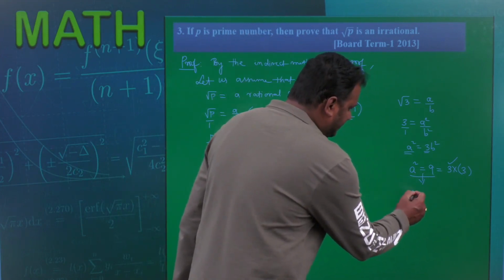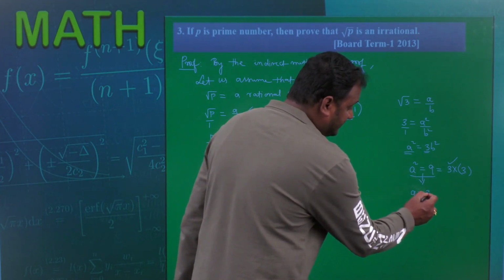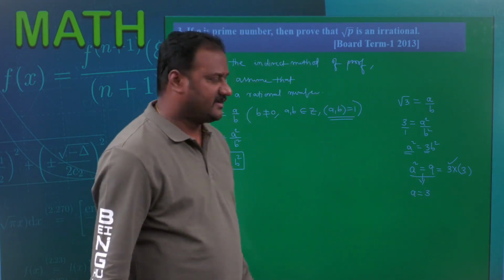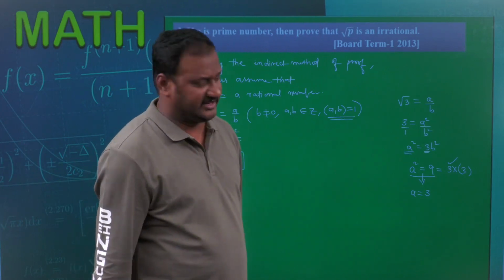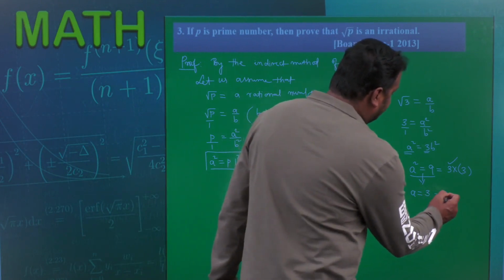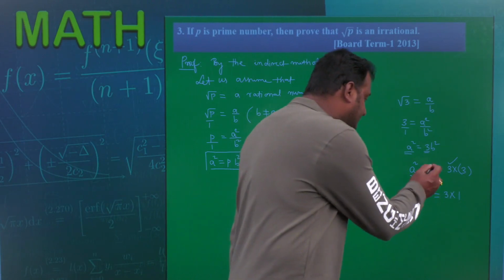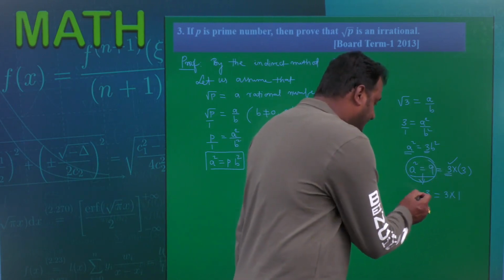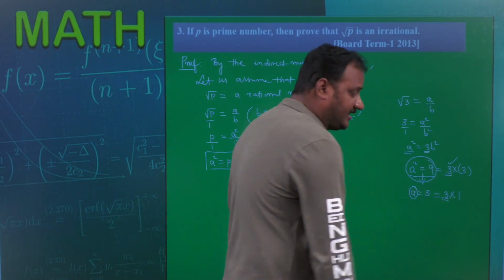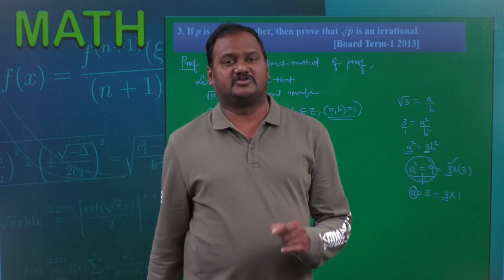From this, what is the value of a? A square is equal to 9, so a is equal to plus or minus 3. Of course, I am taking the positive number, a is equal to 3. Can I write a is equal to 3 as 3 into 1? It means when a square is a multiple of 3, then a would also be a multiple of 3.